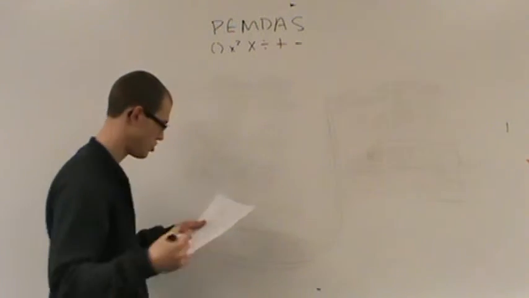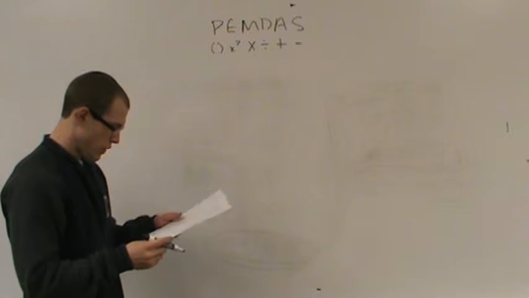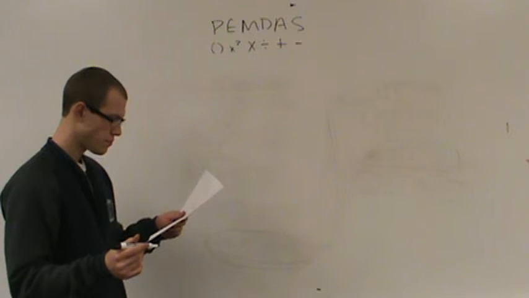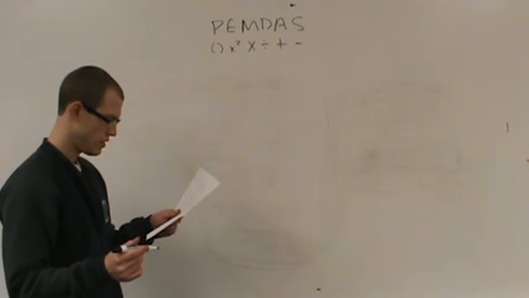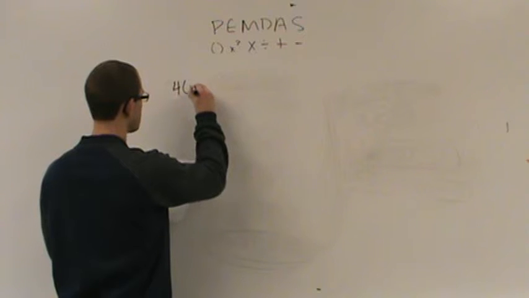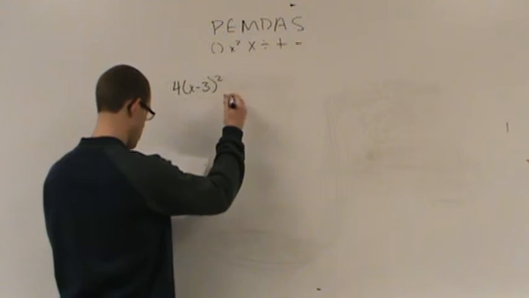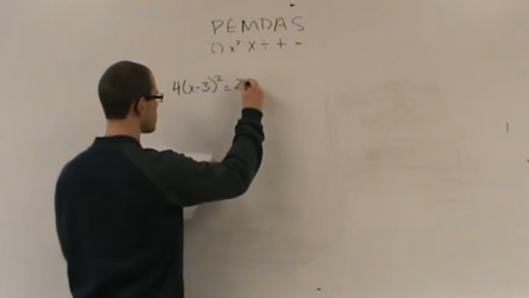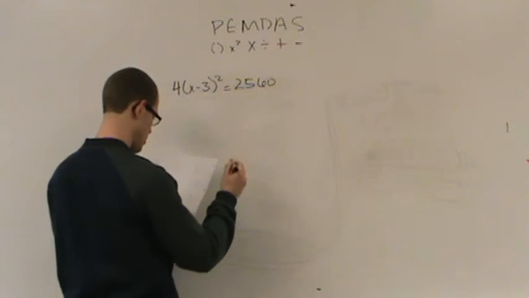Okay, ouch, shock. Last example. Let us take 4 times x minus 3, quantity squared, equals 2,560.